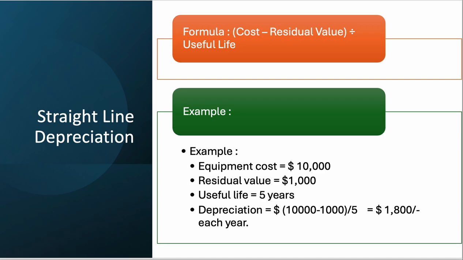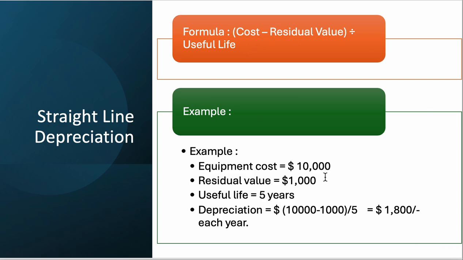First, we have the most straightforward method, straight line depreciation. This method divides the asset's cost equally over its useful life. Here is how it works. Suppose you have equipment worth $10,000, its residual value is $1,000, and the life expectancy is 5 years. To calculate depreciation, you reduce the cost by the residual value and then divide it by the useful life.